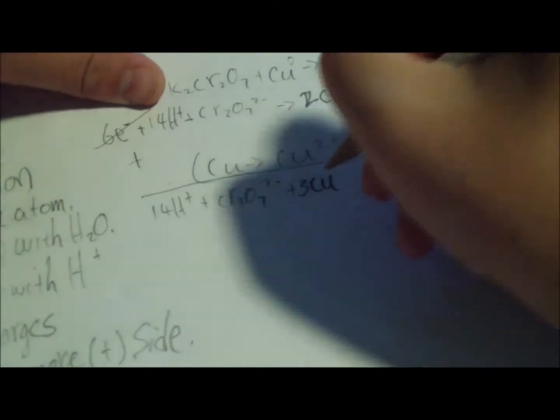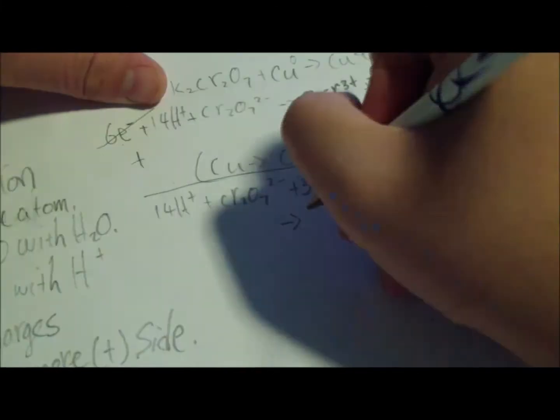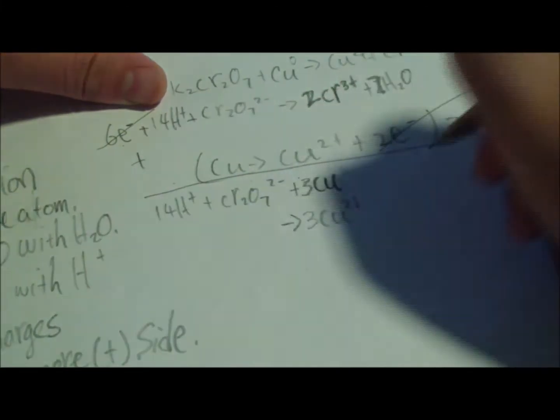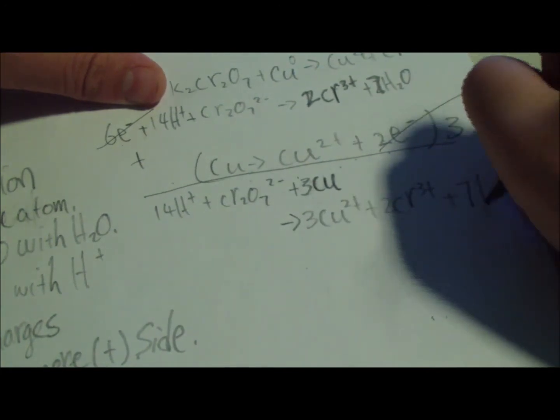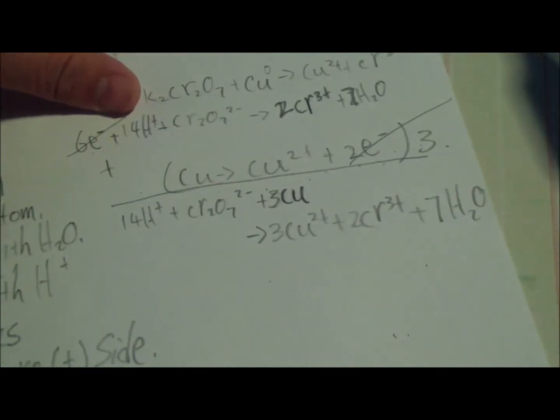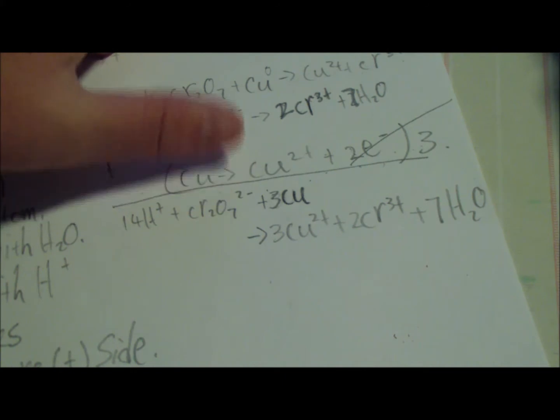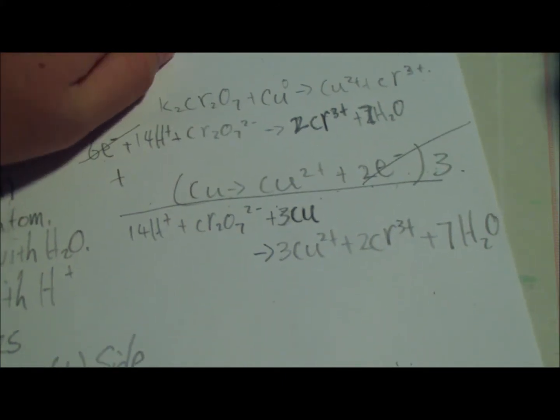3Cu goes to 3Cu2+ plus 2Cr3+ plus 7H2O. You guys got it? And that should be your final answer, I believe.